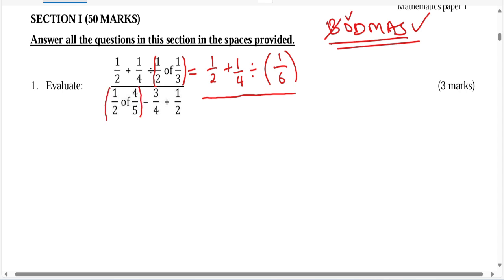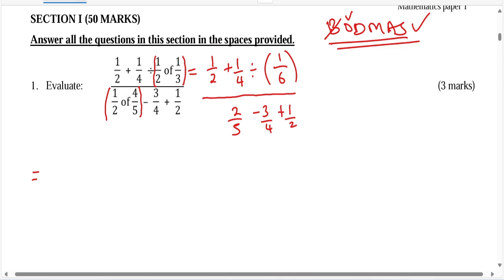Na hapa chini pia the same thing, wapiga hiyo ya off sawa. So a half of 4/5 ambao ni kusema half times 4/5, lakini iko tu bracket. Si multiplication, hii ni kama ni off. So minus 3/4 plus a half. So a half times 4/5, 4 by 2, 2, 1 by 5. Therefore at the end of the day hii answer yake ni 2/5. Umeona, tushamaliza na off. So hii ni 2/5. Tuendelee na hapa.